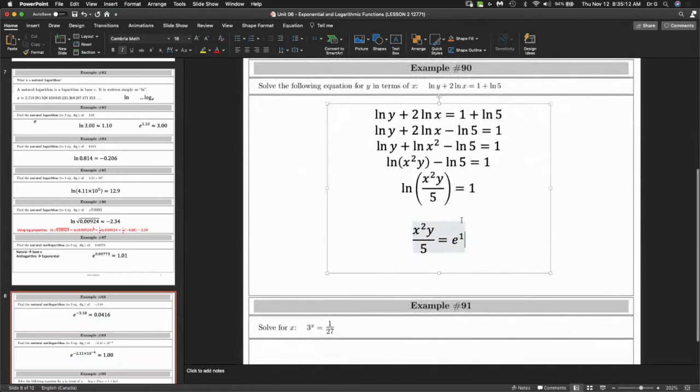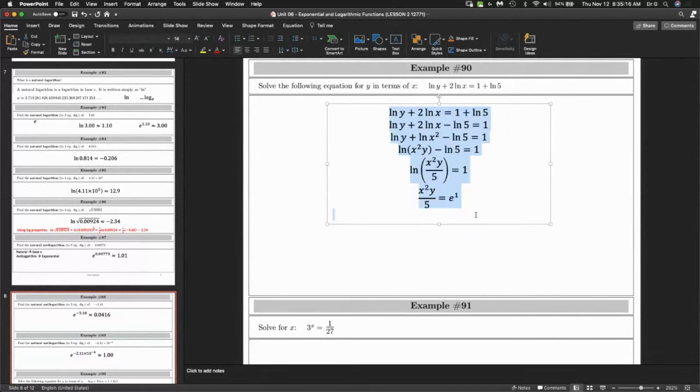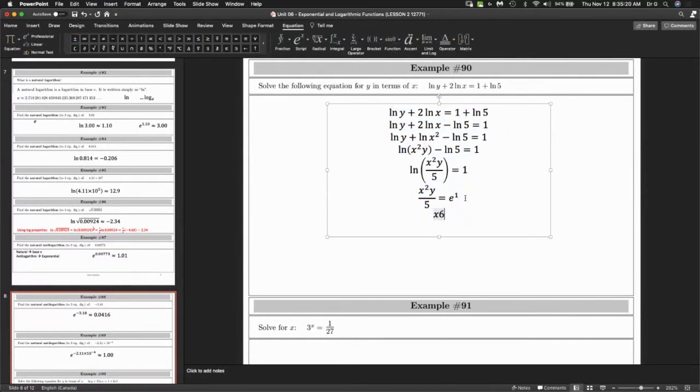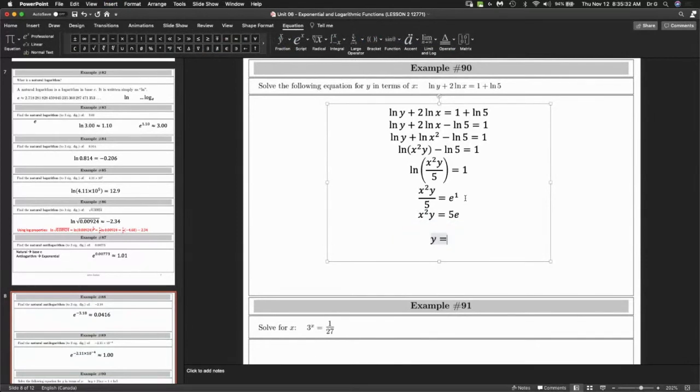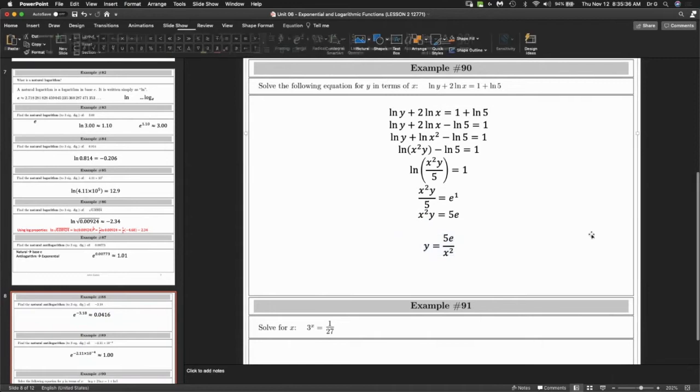And you start to get to a place where the answer is clearly in sight, because now you can cross multiply and say that x squared y equals 5e. And then you can divide both sides by x squared. And that's it, okay?